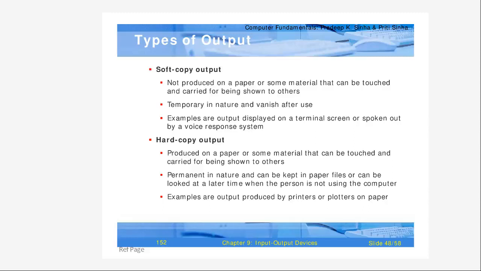Okay, so that is called permanent. It is produced on paper or some material that can be touched and carried for being shown to others. We can carry it, touch it, and easily show the document to someone, because the document is there in paper format. Permanent in nature, yes, and can be kept in paper files or looked at a later time. We can see it whenever we want.